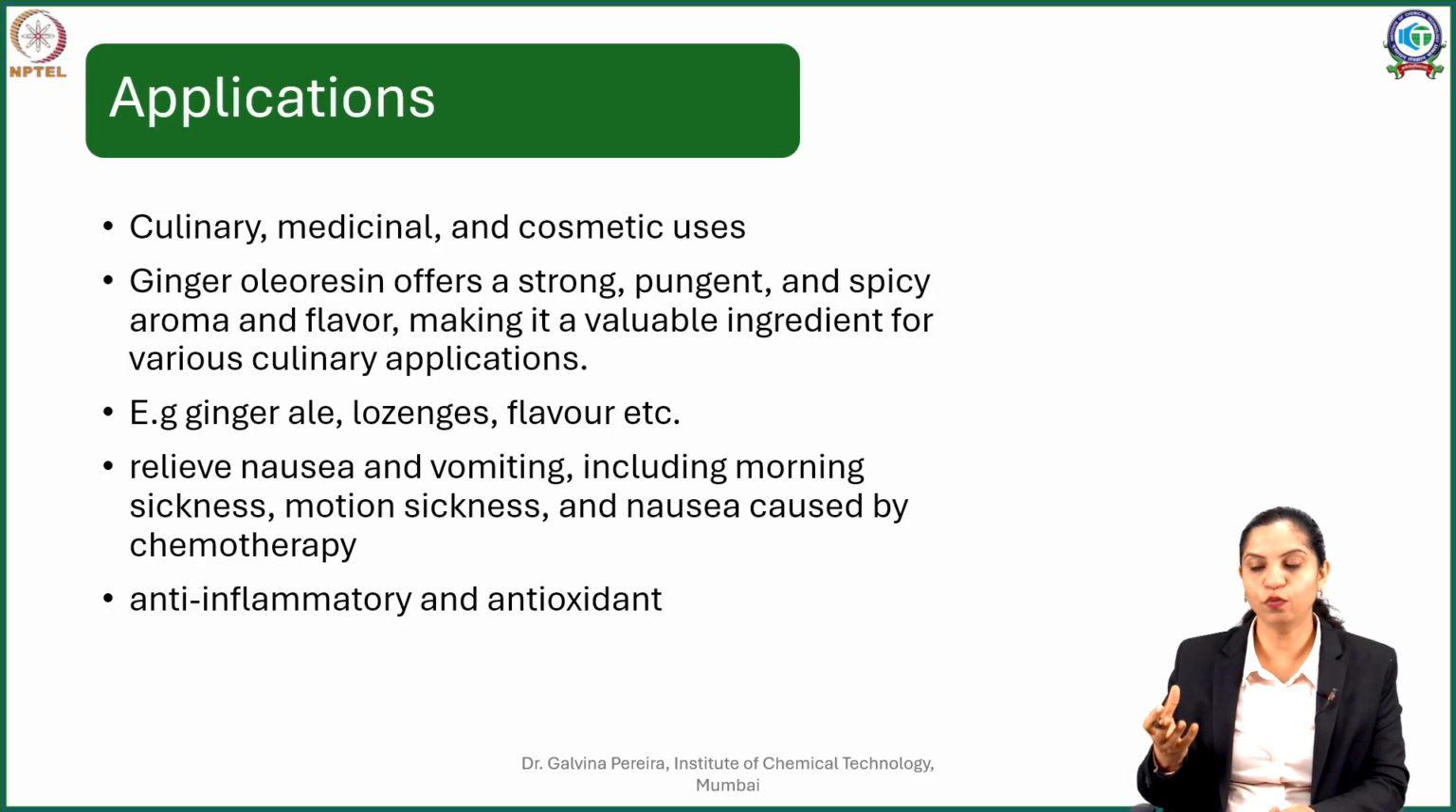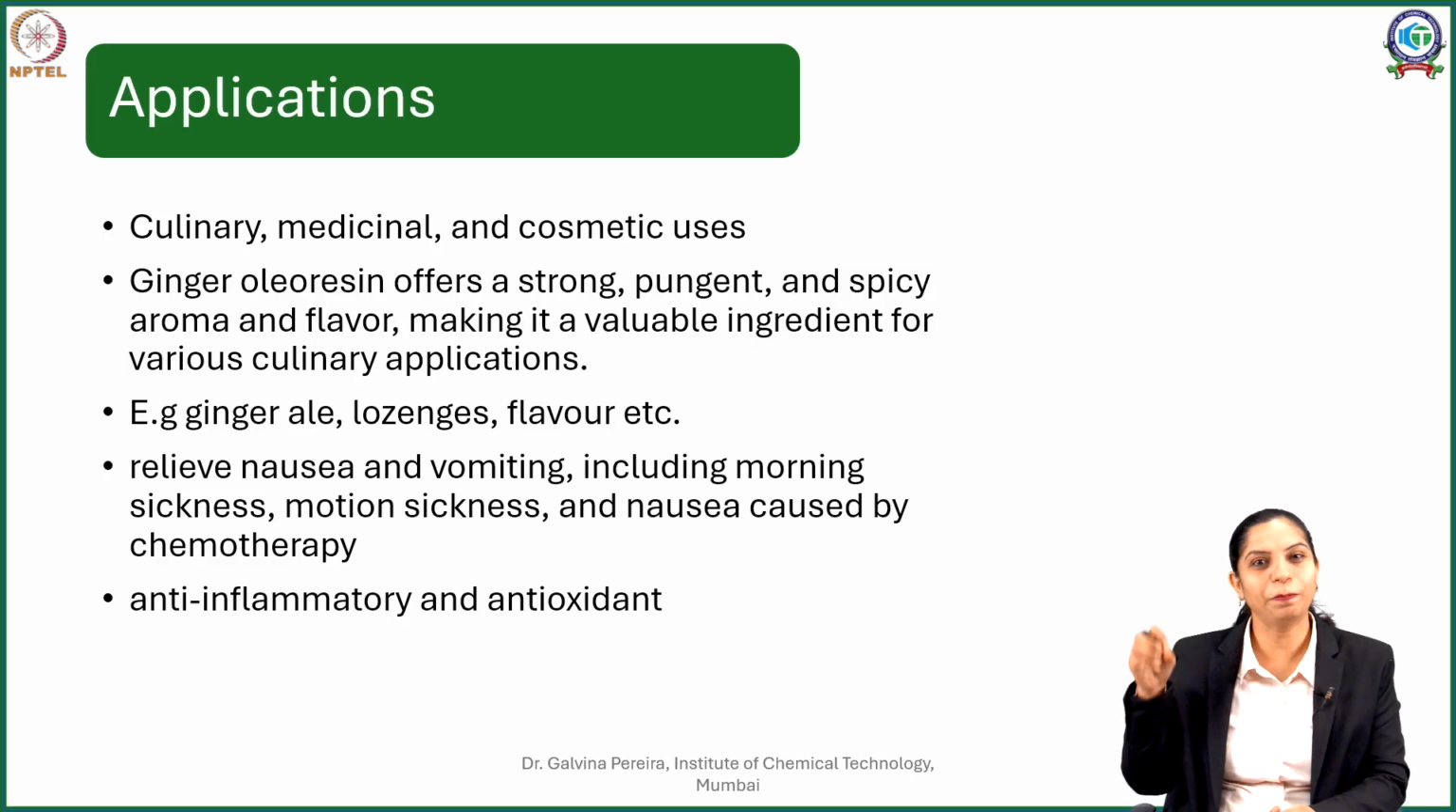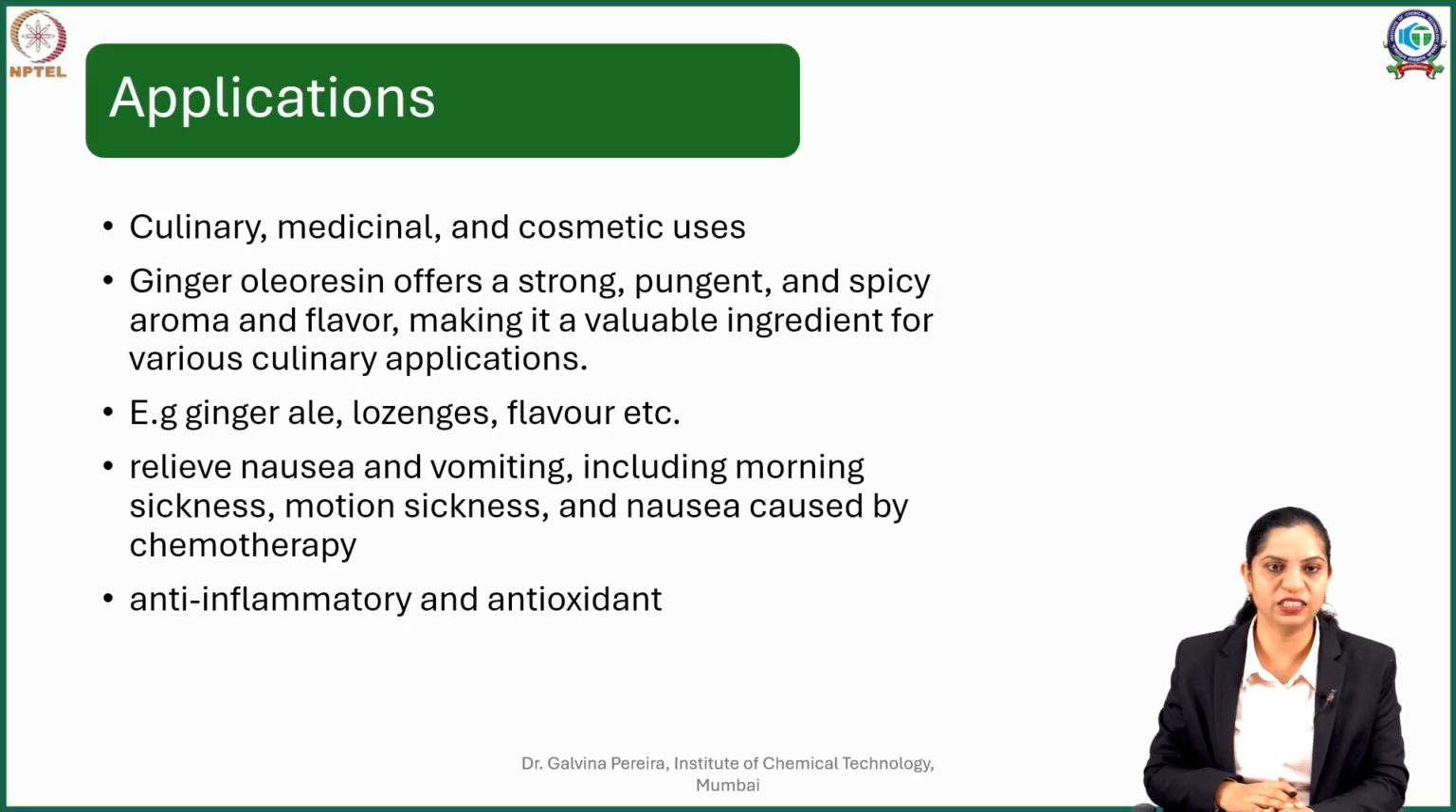Not only that, whenever you want to add ginger to your drinks such as ginger ale, you cannot add ginger powder; you need to add an extract. In that case, addition of ginger resin or ginger oleoresin imparts the desired effect without affecting the clarity or consistency. Similarly, you have your lozenges which contain ginger, and also numerous flavors which encompass combinations of ginger with other spices. In that case, rather than ginger powder, ginger oleoresin is being used.